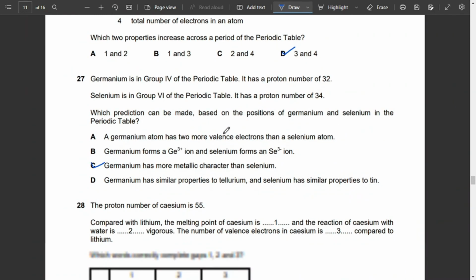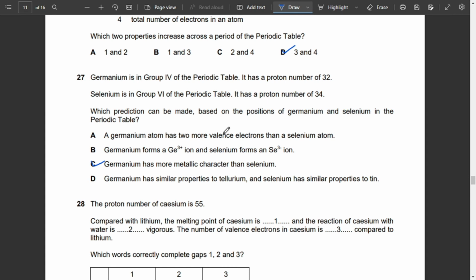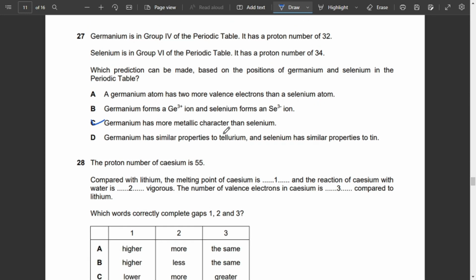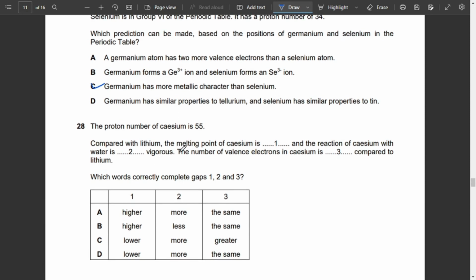Moving on to MCQ number 28, the proton number of cesium is 55. Compared with lithium, the melting point of cesium is blank and the reaction of cesium with water is blank. So let's read the options over here. If we see, compared with lithium, the melting point of cesium is going to be lower, and the reaction of cesium with water is going to be more vigorous, since it's more reactive with water.